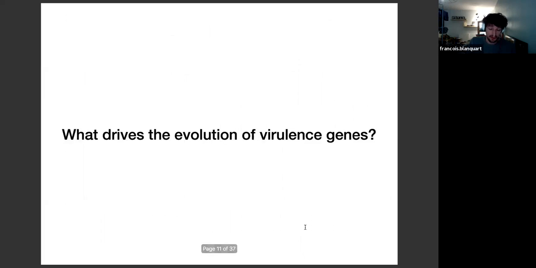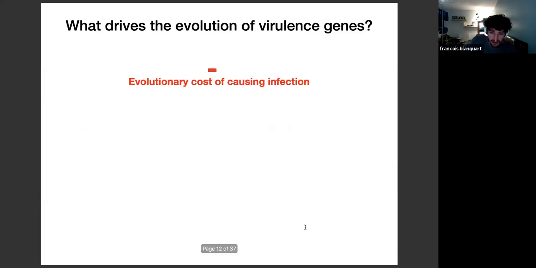So the question I wanted to ask is what drives the evolution of these virulence genes? And the first answer is the evolutionary cost of causing infection. And usually people think of this in terms of: if you cause the death of the host, you impede onward transmission of the pathogen, which is negative from the pathogen fitness point of view. So this is an old theory, and this probably explains why most of these bacteria are commensal.